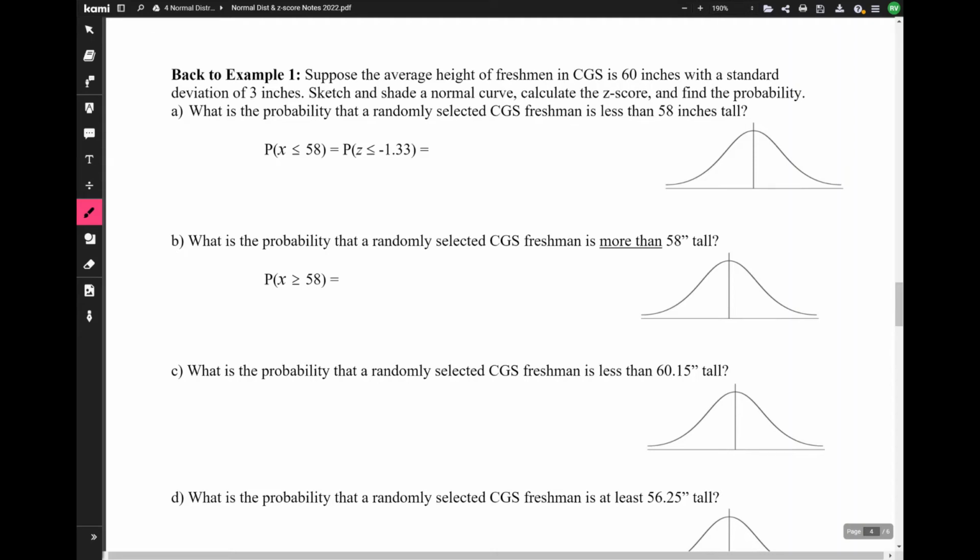All right, so now we're going to calculate probability statements using the standard normal probability tables that are in the back of your packet. So let's return to example 1. Again, we have the average height of CGS freshmen is 60 inches with a standard deviation of 3 inches. Sketch and shade the normal curve, calculate the z-score, and then find the probability below.